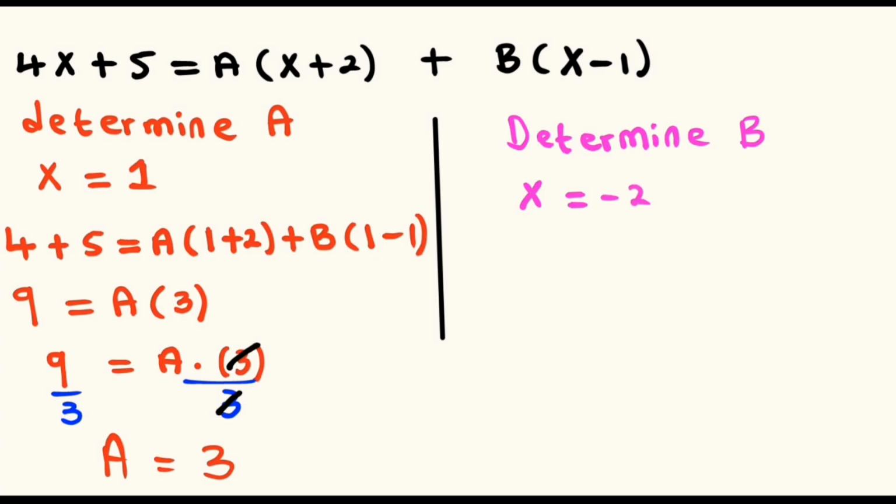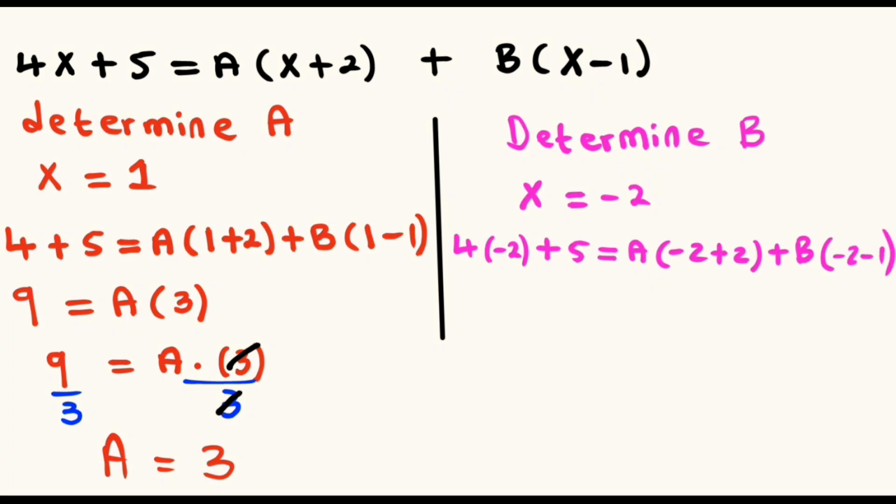We are going to let x be equal to negative 2. So 4 into negative 2 plus 5, this will be equal to a into negative 2 plus 2 plus b into negative 2 minus 1. 4 multiplied by negative 2 will be equal to negative 8 plus 5, which is equal to negative 2 plus 2 will be equal to 0. 0 multiplied by a will be 0, and we'll be left with b into negative 2 minus 1, which is equal to negative 3. And the negative 8 plus 5 will be equal to negative 3.